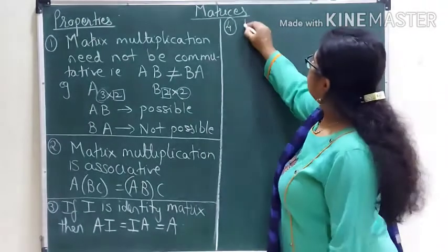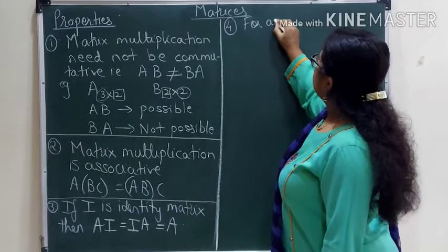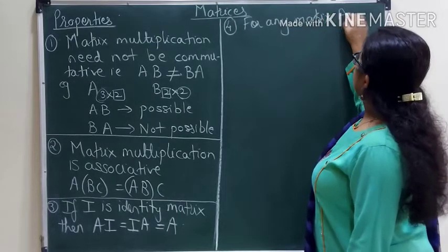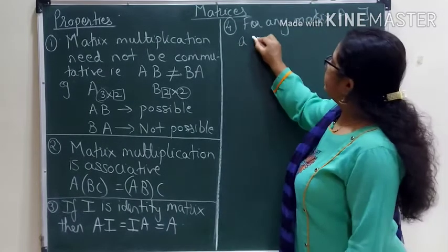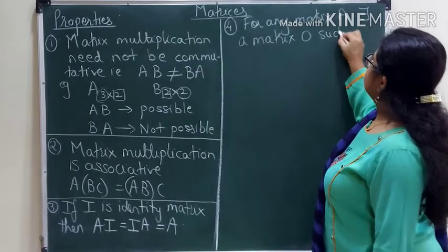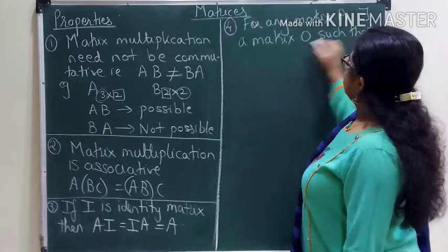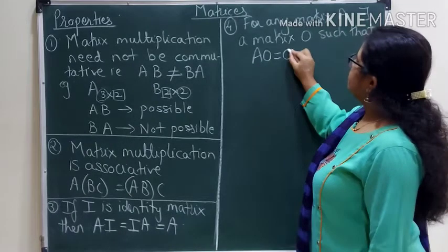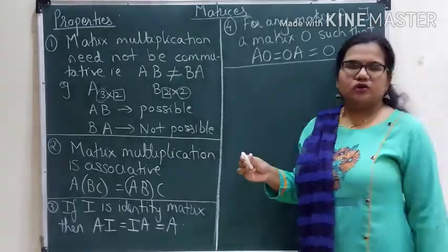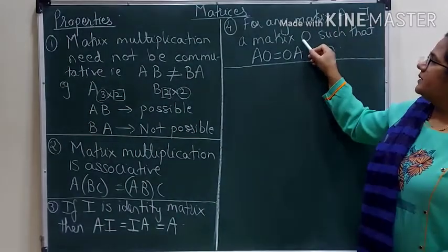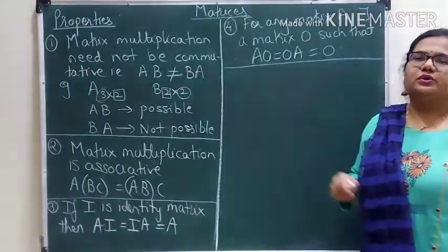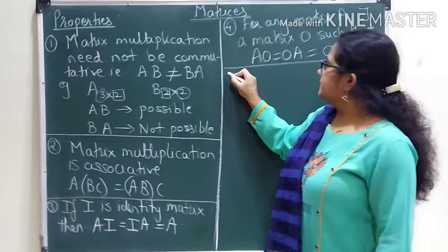Okay, now for any matrix A, there exists a matrix 0 such that A into 0 is equal to 0 into A is equal to 0. This is your fourth property. So what it tells you, there is a 0 matrix. If you multiply any matrix by a 0 matrix, you are going to get a value as 0.